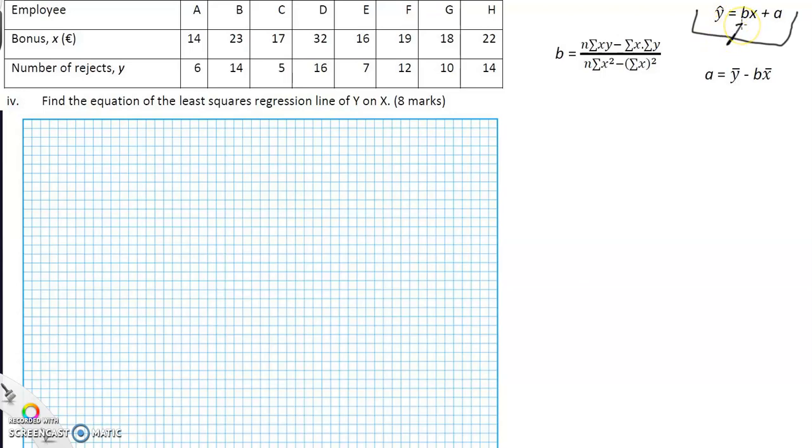So, first of all, we need the b bit. We're going to need a b, which is going to turn out to be some number, and then we're going to go off and get an a bit. To get the b bit, we're going to be using that formula there: b equals this stuff here.